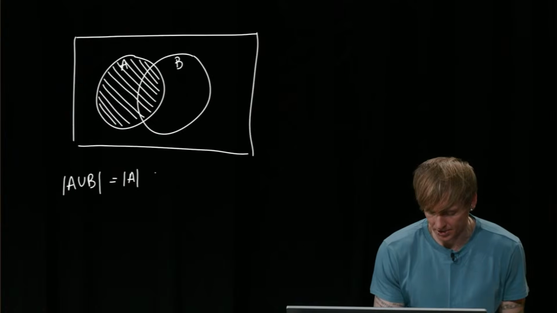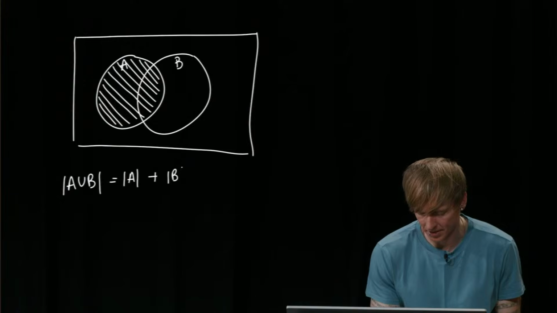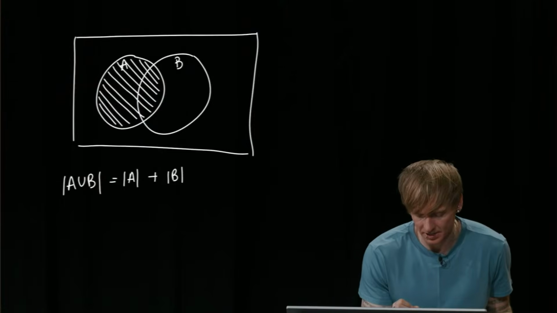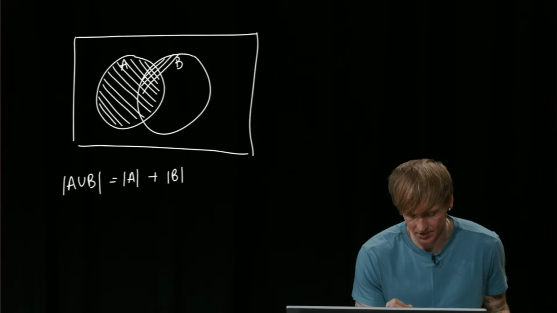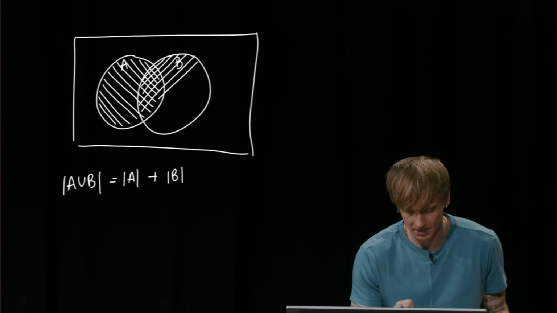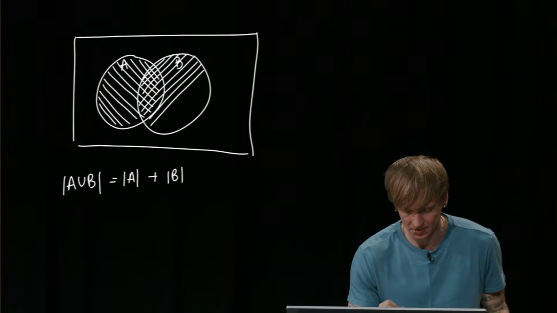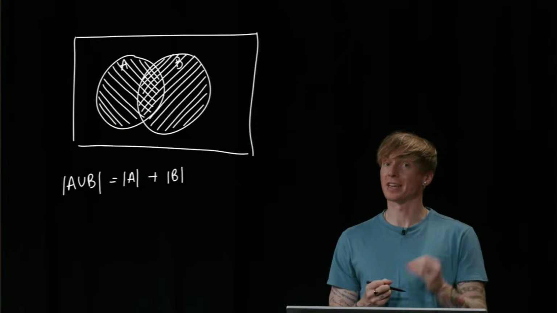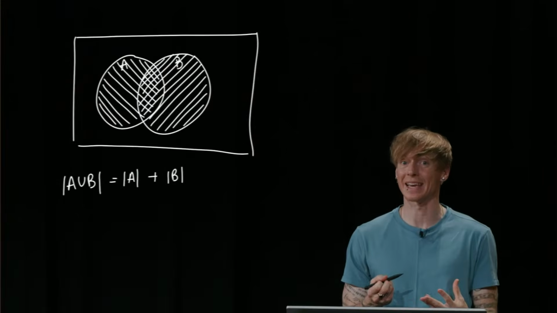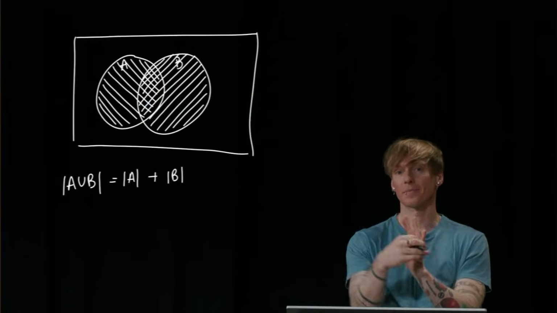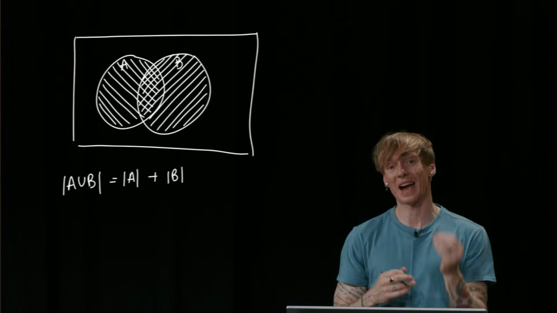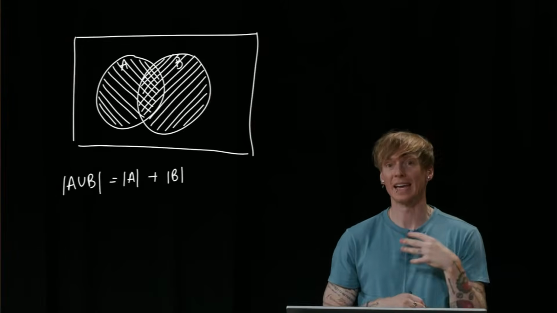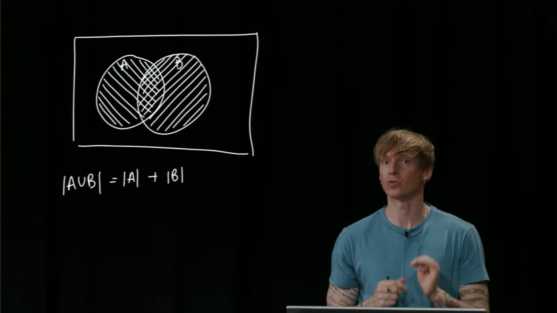Then it tells us to count everything in B. So we add on the size of B. That means counting all of these elements, everything that is inside the circle here that represents the set B. And now, looking at the diagram, we can see that we counted everything in A, we counted everything in B, but we've actually double counted. We can see this with the two directions there in the shading in that central region.